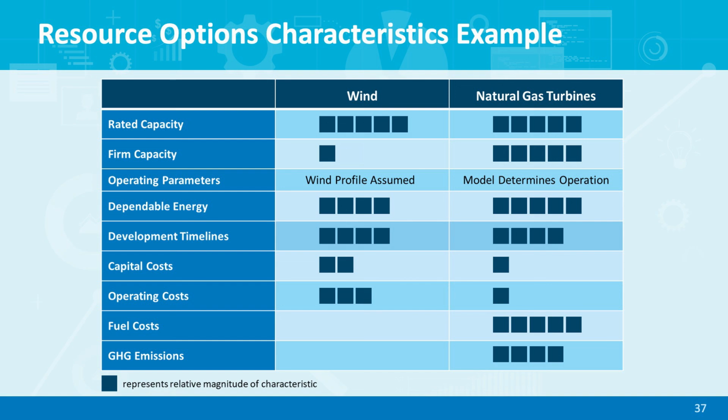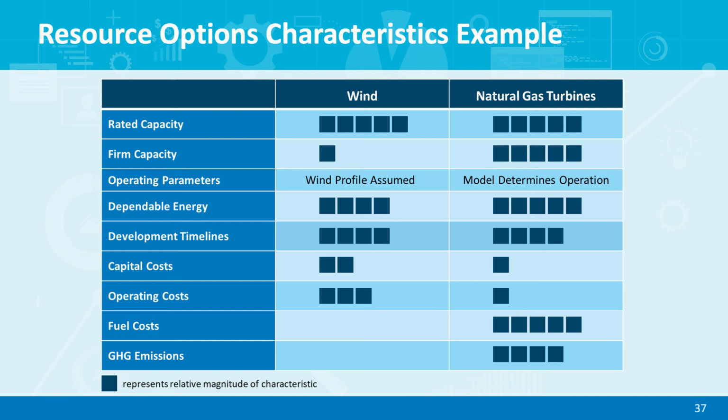To help better understand what is meant by each of these characteristics and the trade-offs between the different resource types, here's an example comparing wind generation and natural gas turbines. The rated capacity of both wind and natural gas turbines are effectively the same. However, the firm capacity of the two are quite different. The variability of wind blowing when it's needed to meet demand results in a reduced capacity value. In comparison, natural gas turbines have no such reduction because they can be operated when needed to meet demand.